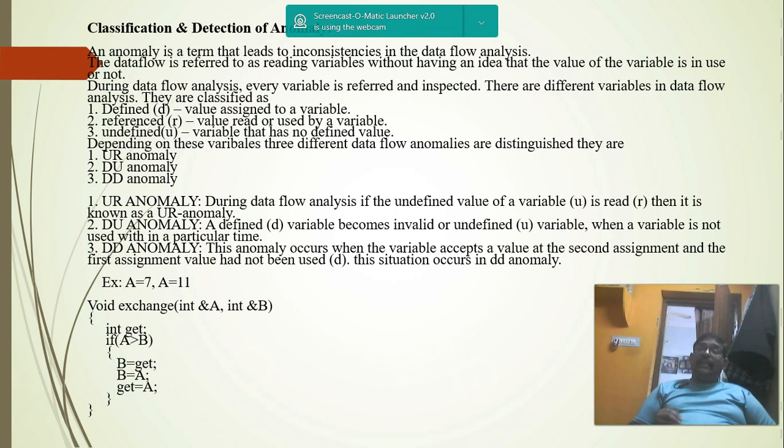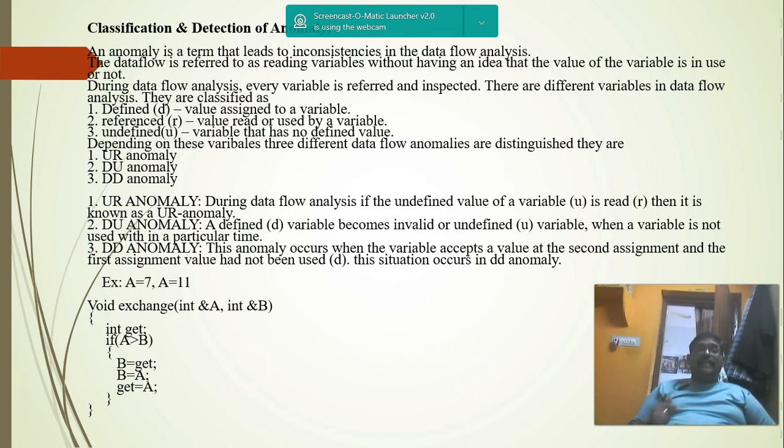The next classification is a referenced variable, which is represented by R. It indicates that a value is read or used by a variable. D is where we are assigning a value; here R is where we are reading or using a variable. The third classification is undefined, which is represented by U. It means a variable that is not initialized with any value, so that can be an undefined value or undefined variable.